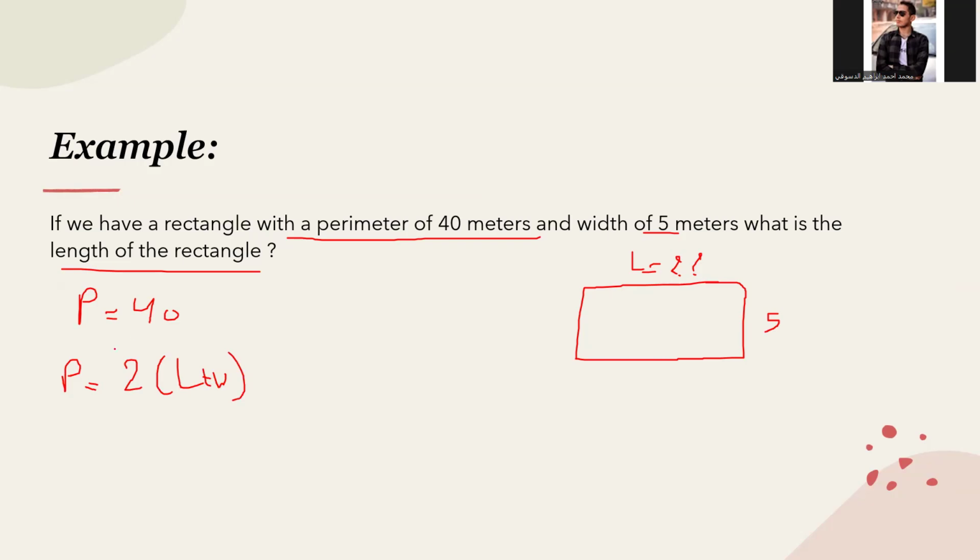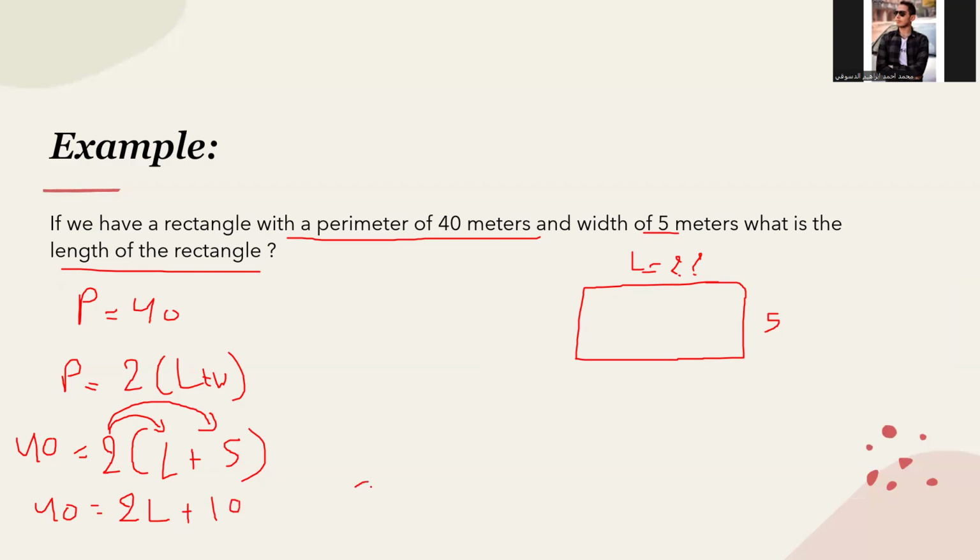And he gave me the perimeter. The perimeter is 40 meters. 40 equals 2 times the length, which I don't know, plus the width, which is 5. Okay, we start by multiplying the 2 into the brackets. So that means that 40 is equal to 2L plus 2 times 5, which is 10.